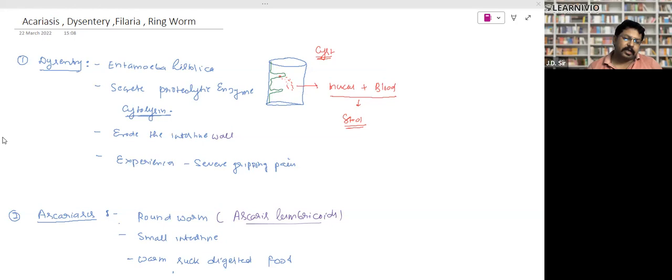After eroding, it makes a cyst-like structure and multiplies rapidly. The patient experiences severe gripping pain in the stomach, right? So that is the dysentery. Is that clear?